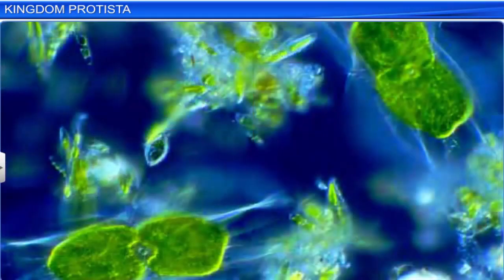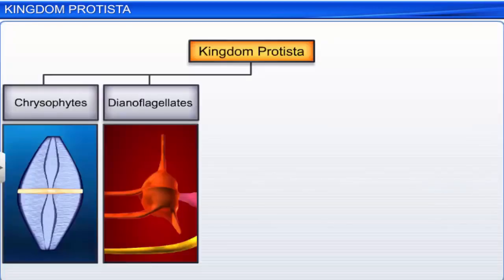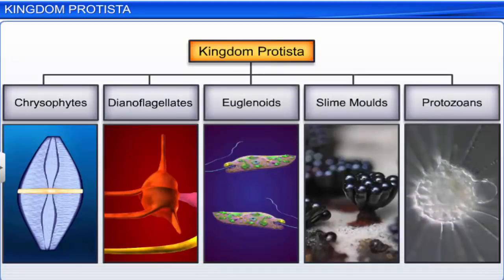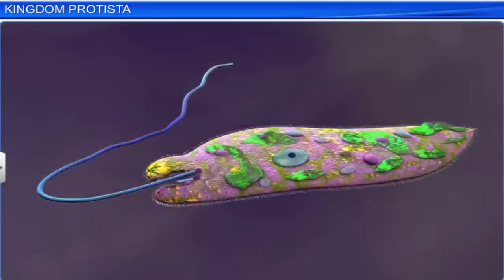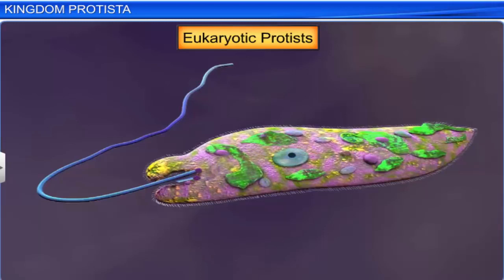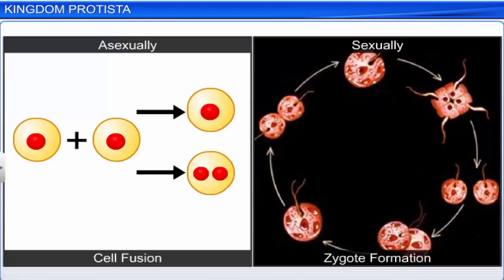Members of the kingdom Protista are primarily aquatic. Chrysophytes, dinoflagellates, euglenoids, slime molds, and protozoans are a few categories of protists. Since they are all eukaryotes, they contain a well-defined nucleus and other membranous organelles. Some protists also have either a flagellum or a cilium. They reproduce both asexually through cell fusion and sexually via zygote formation.